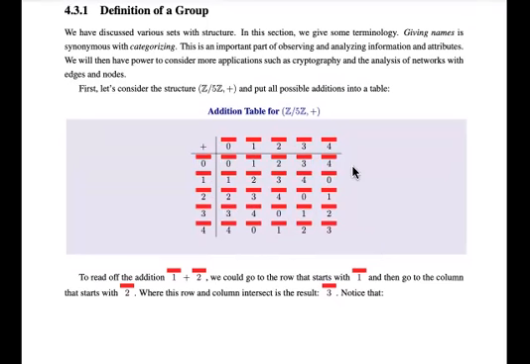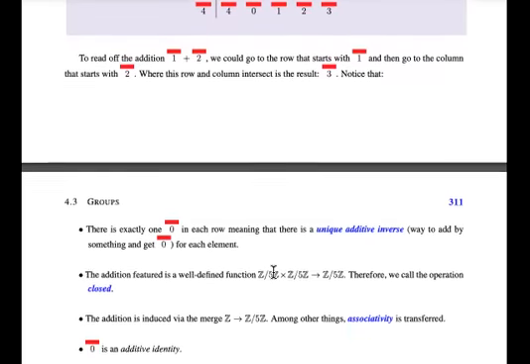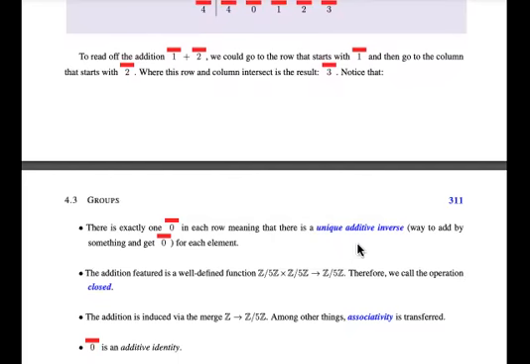Also realize that in every single row there's a 0, and in every single column there's a 0. That means that everything has an inverse with respect to this operation, like 4 plus 1 is 0, or 3 plus 2 is 0. Okay, so there's a unique additive inverse. There's exactly 1.